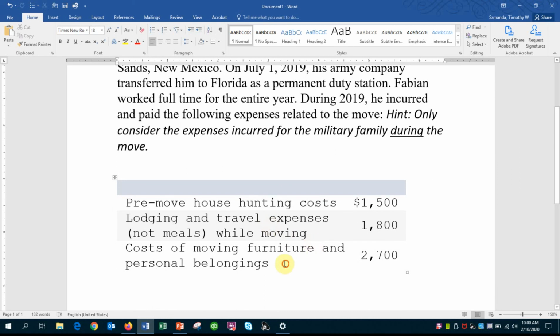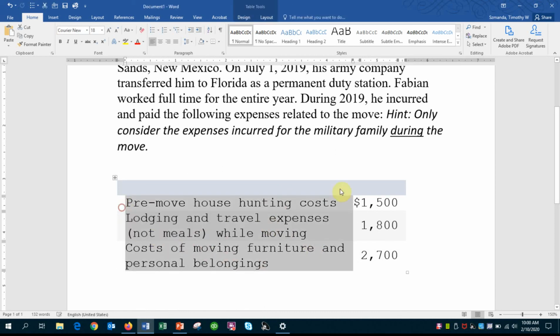So you'll be given really 3 sets of moving related expenses, but just focus in on those that relate or were incurred during the move.